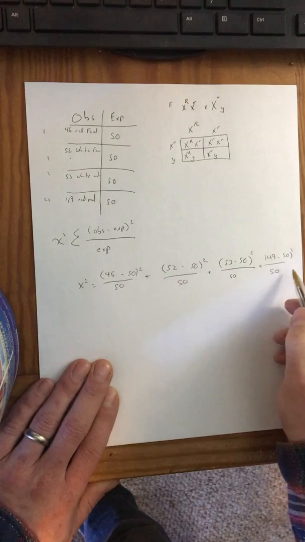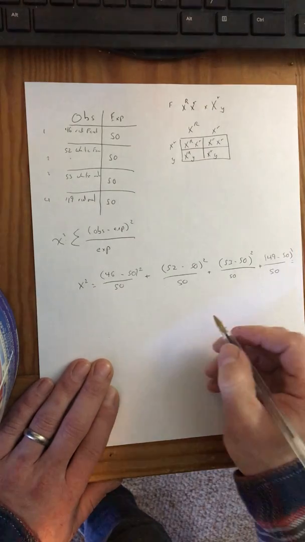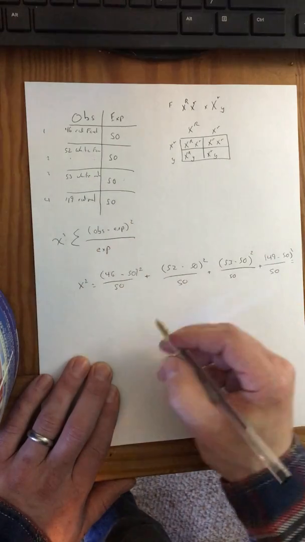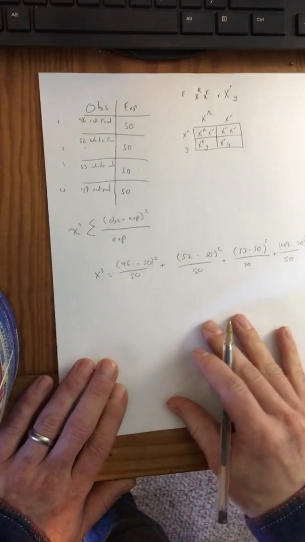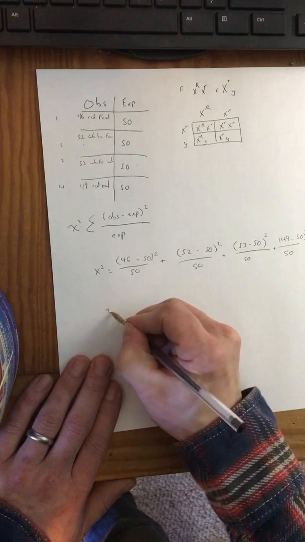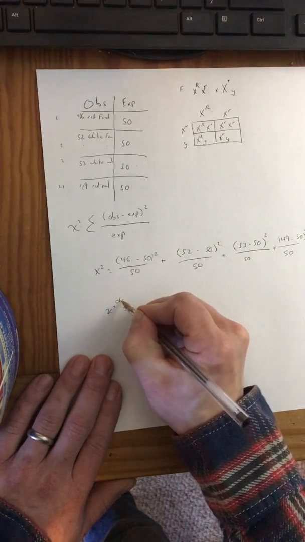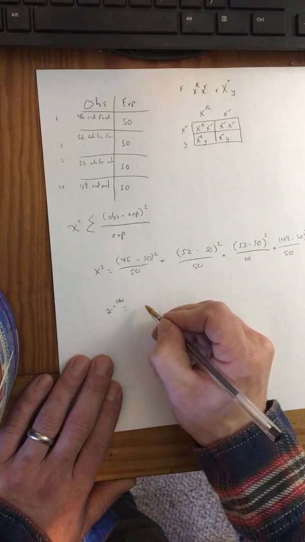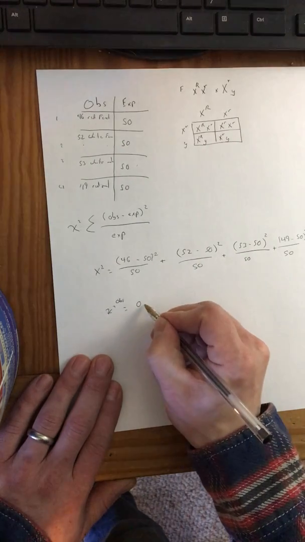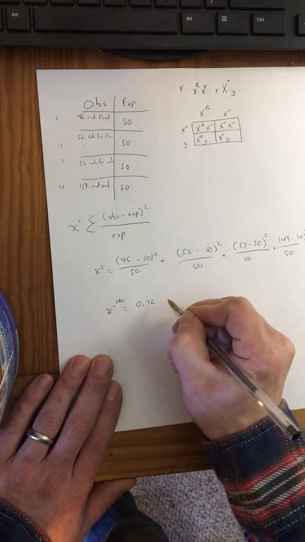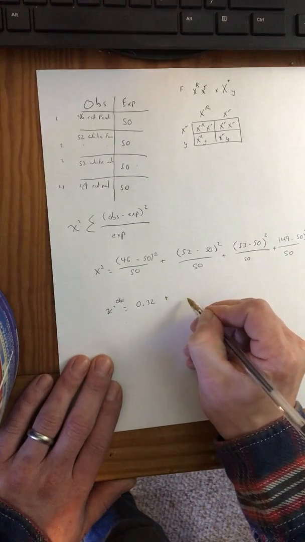So there's how I'm going to calculate. And remember, I took these numbers from each of these groups. Now I'm just going to simplify here. And this would be my chi-square observed, by the way. So the first equation gives me 0.32. I'm just going to round to the tenth like the problem asked me to.